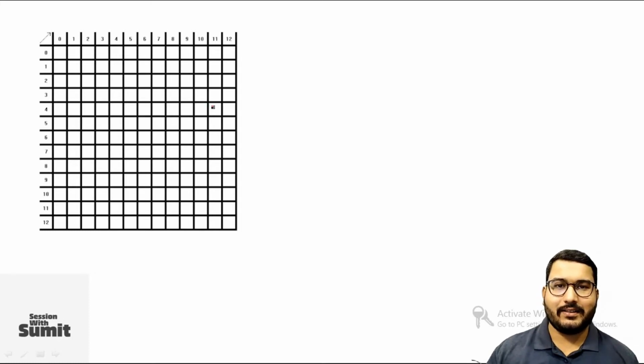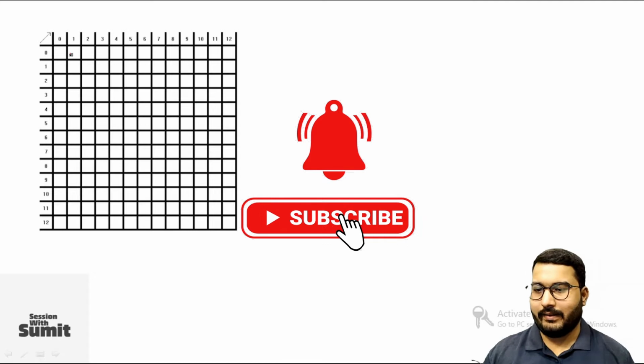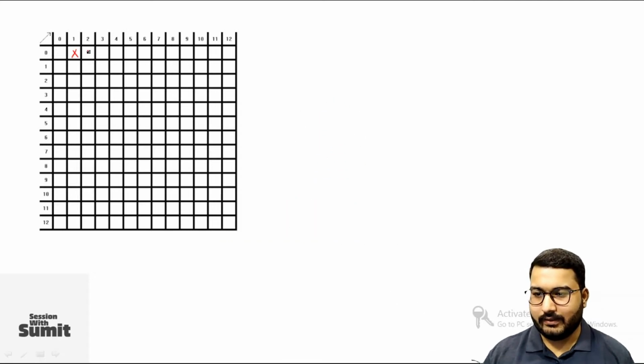Today in session with Sumit, we are going to look at how we can draw a pattern that resembles alphabet A in Python using nested for loop. Now let me start drawing a pattern that resembles alphabet A. So it will be something like this, and then over here and over here. So this is a pattern that resembles alphabet A, if you can look over here.